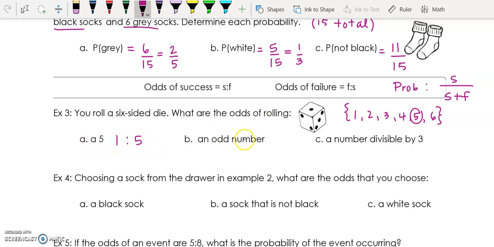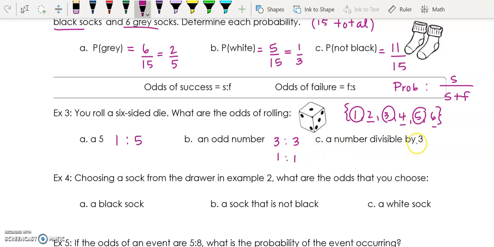The odds of rolling an odd number: we've got 5 is an odd number, 3 is an odd number, and 1. So we have 3 successful outcomes, and then there are 3 failure outcomes. So 3 to 3, which simplifies, and we do simplify these ratios. It's a 1-to-1 ratio.